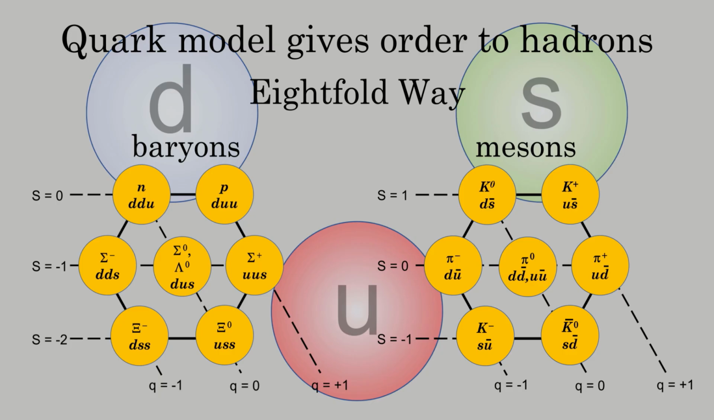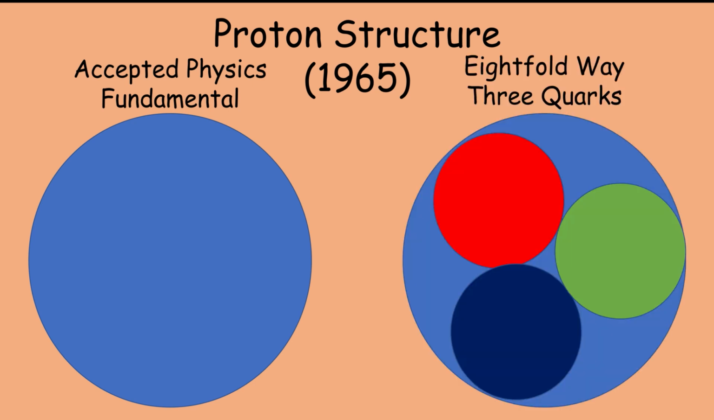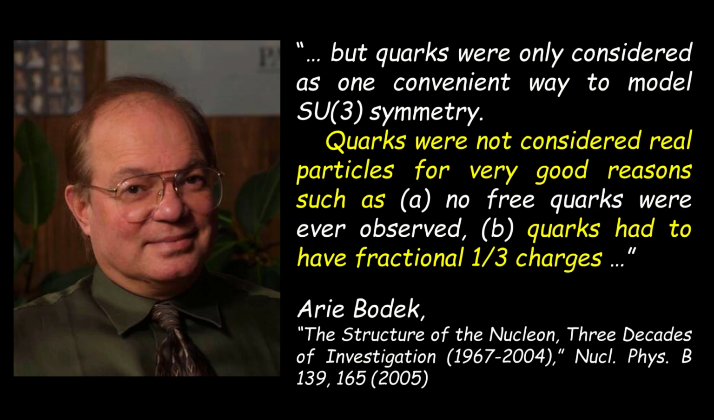While the quarks and the Eightfold Way did model the particles well, at the time, everyone knew the proton was fundamental and not made of smaller particles. And, since the quarks also had to have fractional 1/3 charges, no one considered quarks to be real particles. They were seen as just a mathematical device used to flesh out the Eightfold Way.